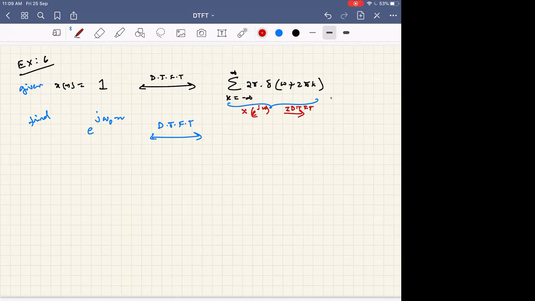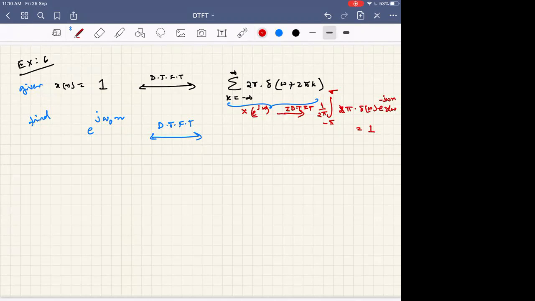So you can simply use the integral from minus pi to pi, 1 by 2 pi. By definition, this is only delta of omega into e power minus j omega n d omega. So this is equal to what? Is this correct or not? Is this fine or not? Yes, sir.